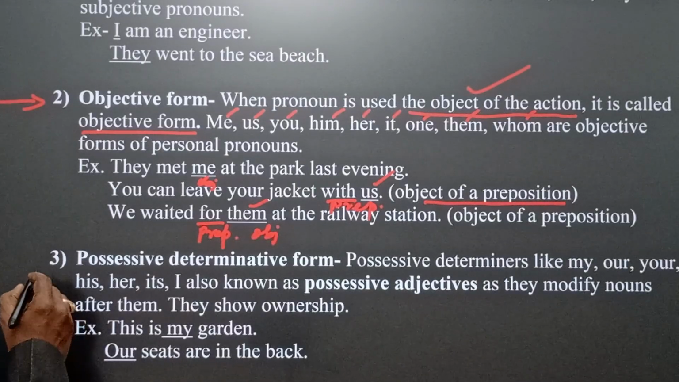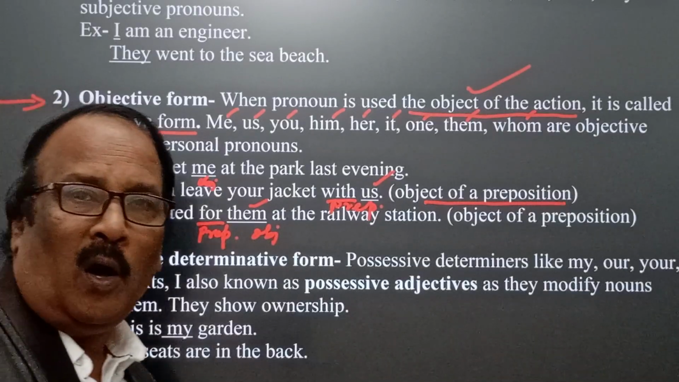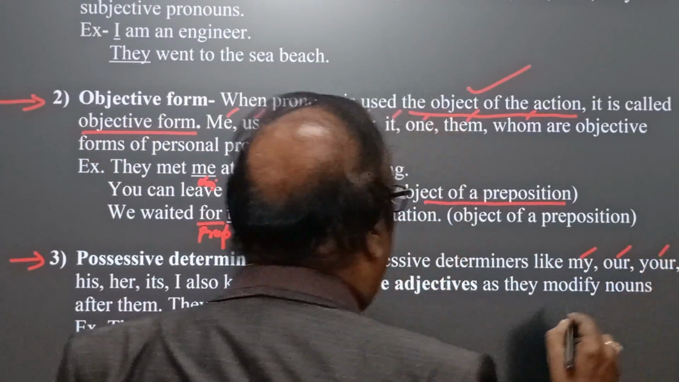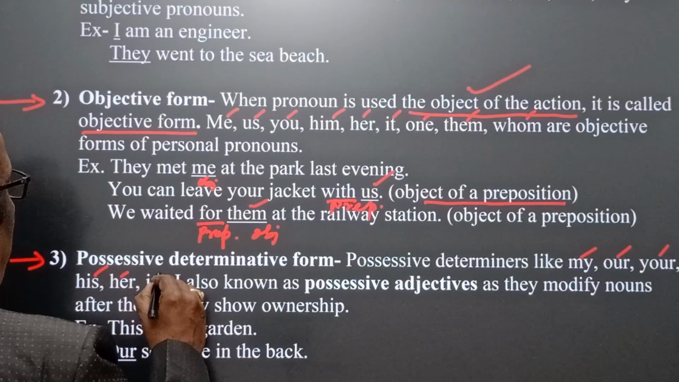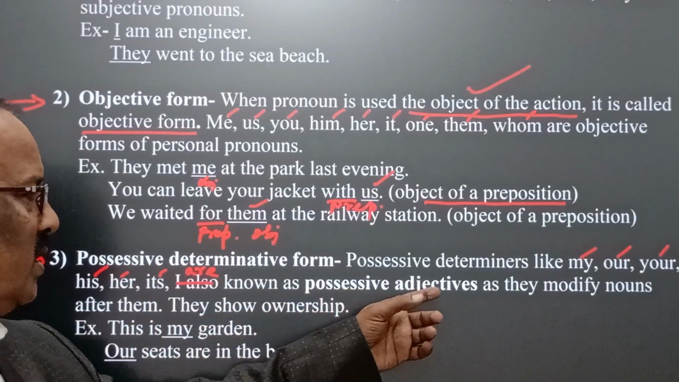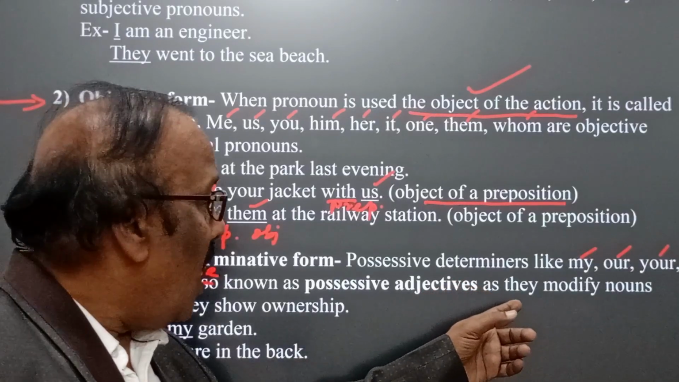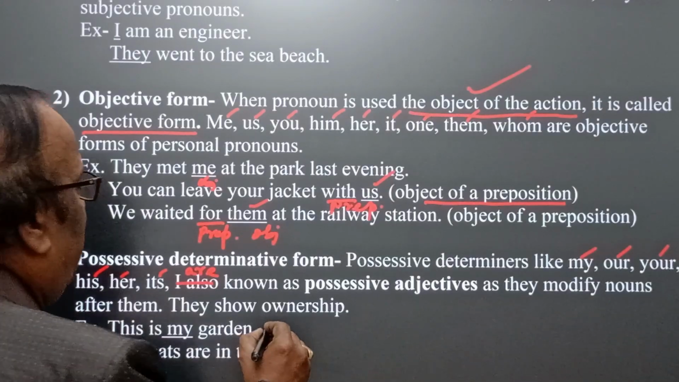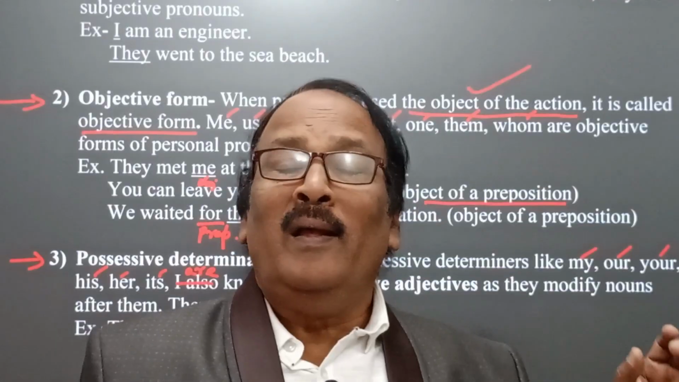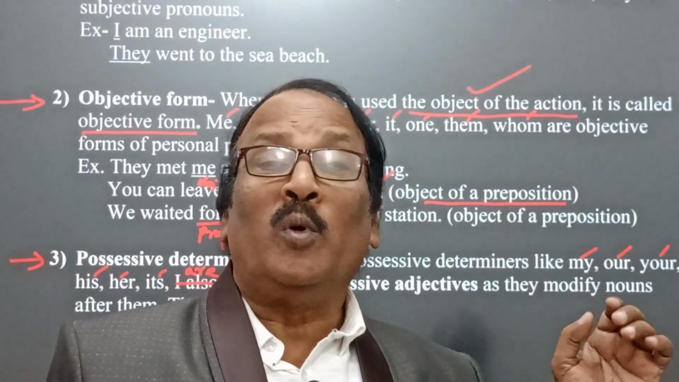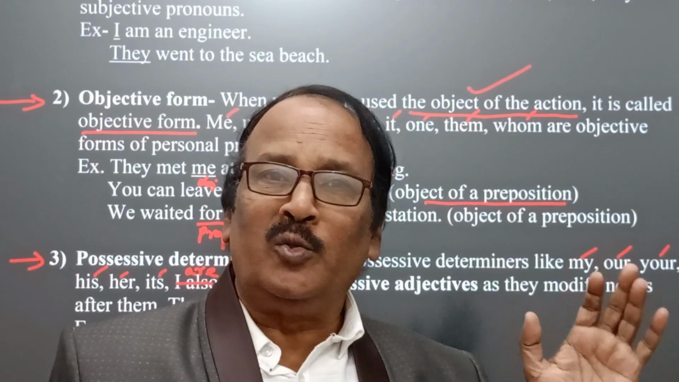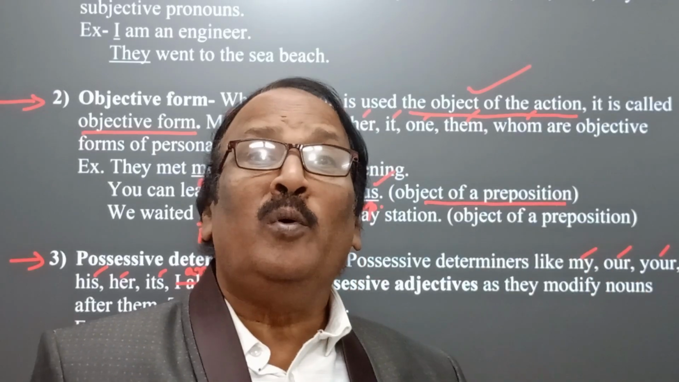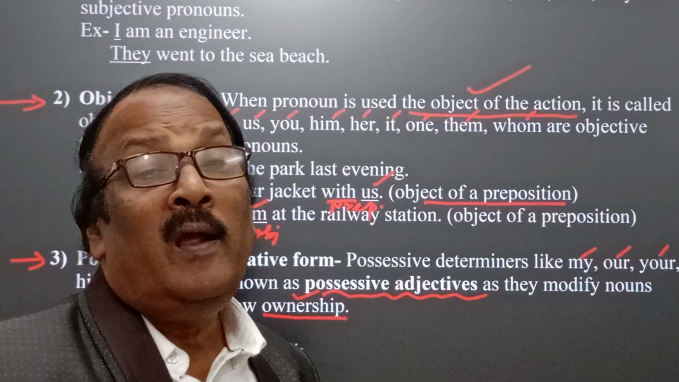Now come to the other idea, possessive or determinative form. Possessive determinants like my, our, your, his, her, its are known as possessive adjectives. Yes, as they modify the nouns after them, they show ownership. Remember? Possessive determinative pronouns are also known as possessive adjectives, because they remain before the head noun. They modify nouns.